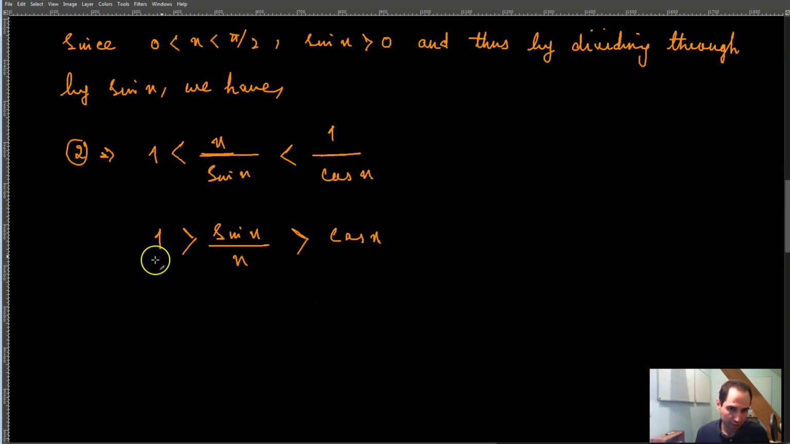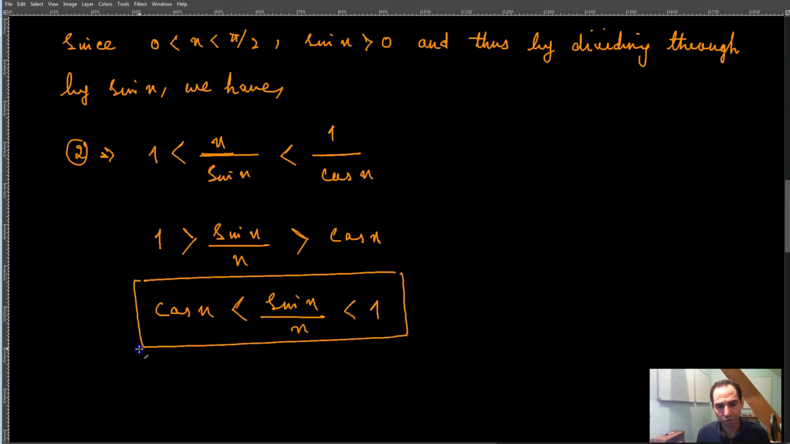And now I can rewrite this the other way around without changing anything, just put cos x over here: cos x is less than sine x by x is less than 1. So that is basically what we wanted to prove, and which completes the proof. Okay, so that was theorem number 4.